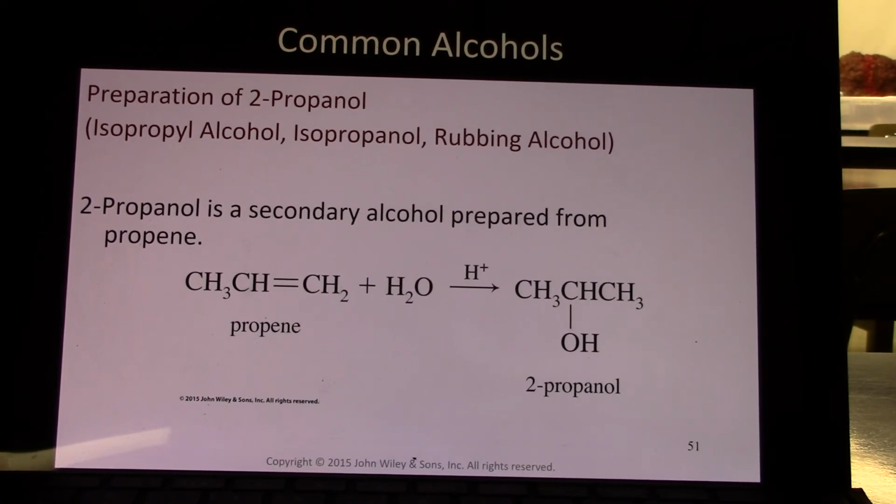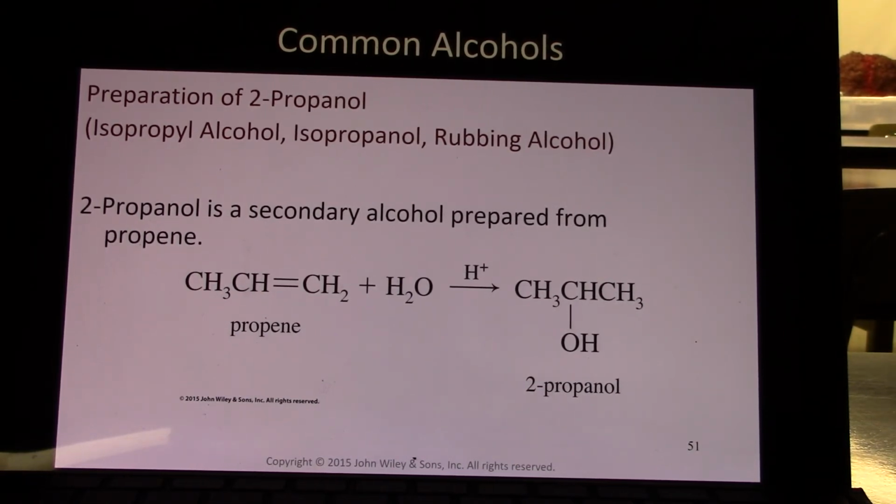Preparation of 2-propanol, which is isopropyl alcohol or rubbing alcohol. Propene, acid-catalyzed addition of water, gives you isopropanol or 2-propanol. It's called rubbing alcohol because people rub it on people when they have a fever, and the evaporation of the alcohol, it feels good, it cools a person off.